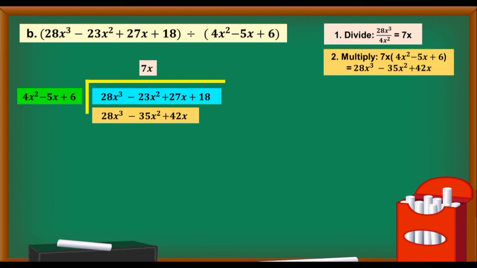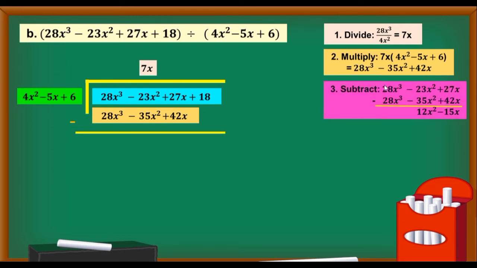Then, ano sunod? So, divide, multiply, sunod ay subtract. So, magsusubtract na po tayo. Isusubtract natin yung 28x cubed minus 35x squared plus 42x sa 28x cubed minus 23x squared plus 27x. Tandaan, magpapalit po tayo ng sign.